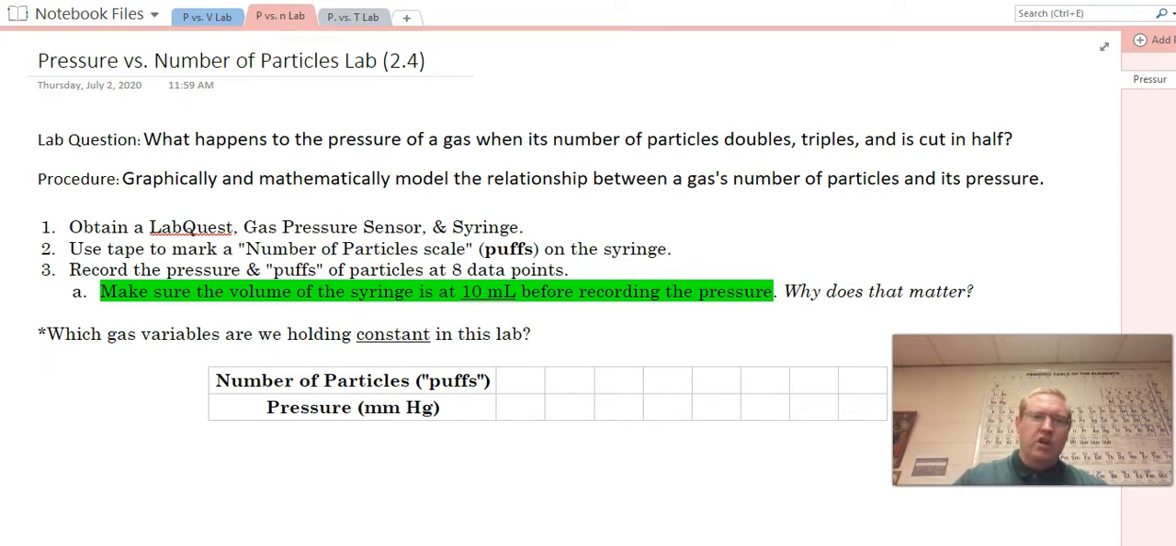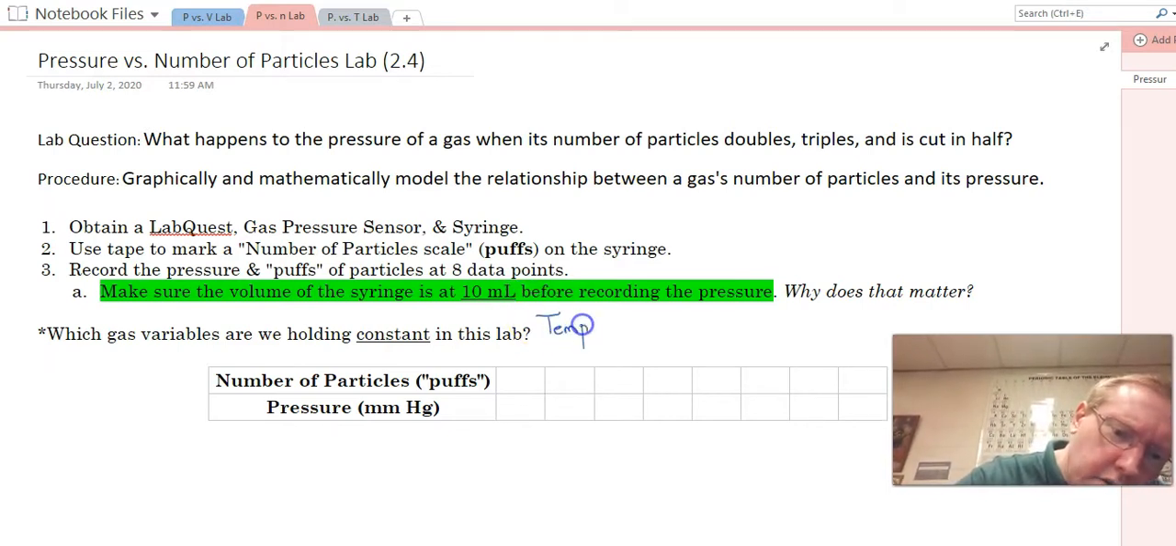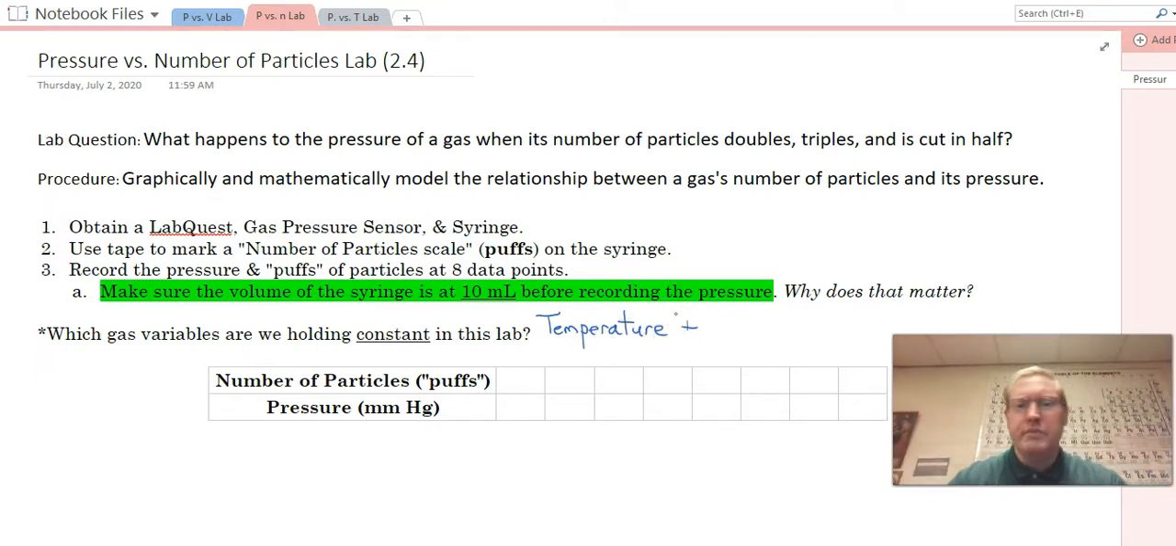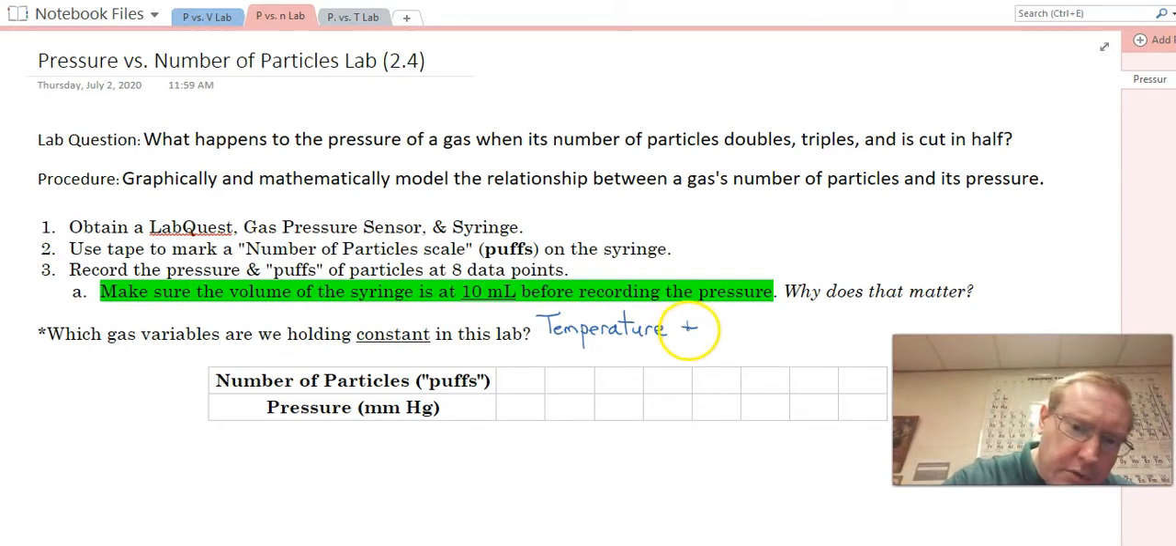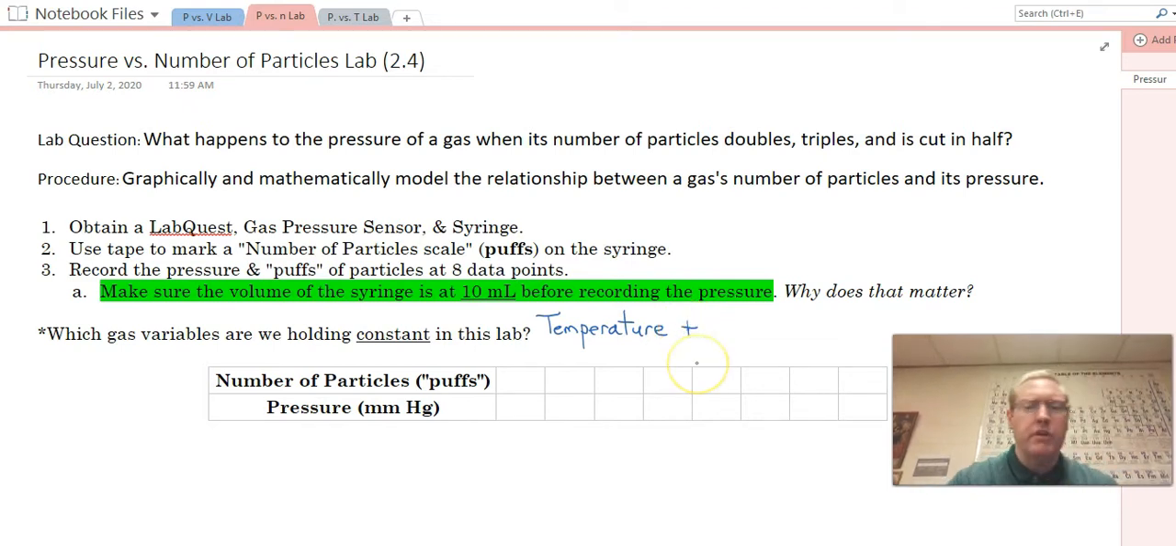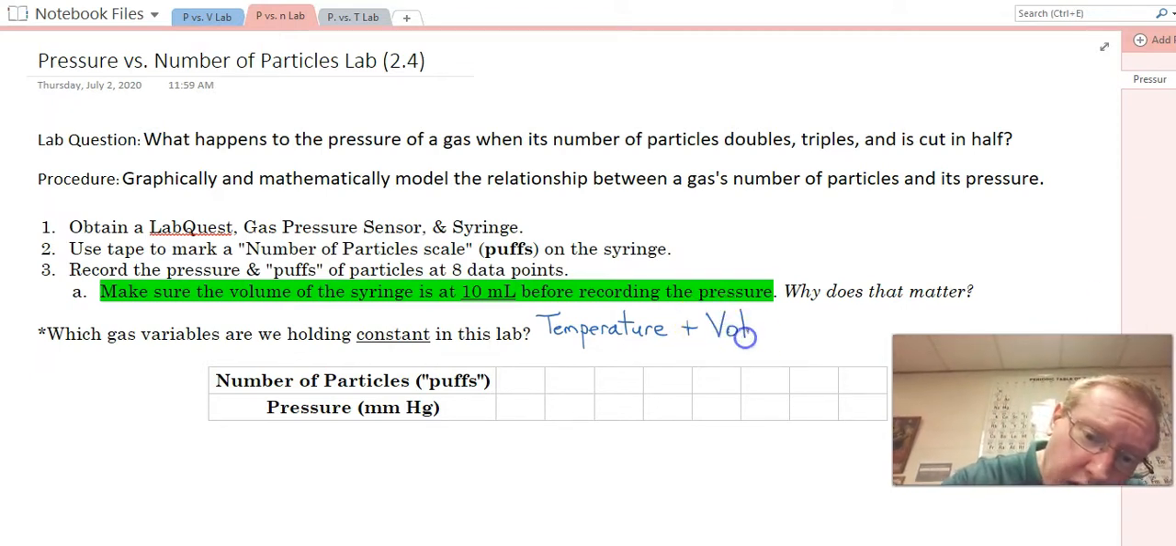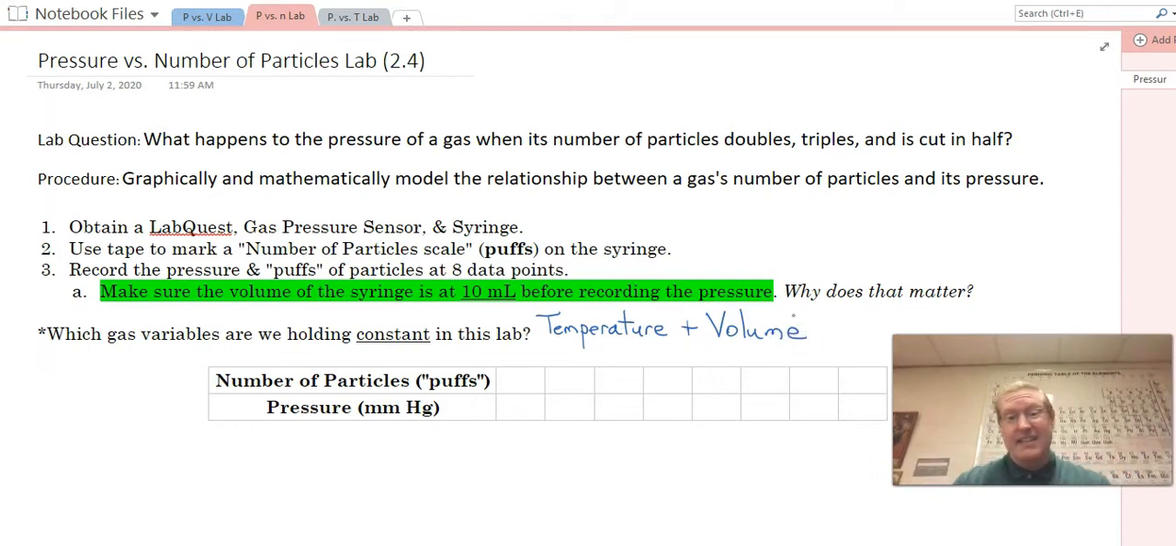this lab. Just like last time, I want to make sure that temperature is held constant. That won't be a big deal. It's just room temperature in the lab right now, and I don't expect it's going to change much over the couple minutes it takes me to get my data, so I'm not worried about temperature. But the other thing I do have to worry about, if I'm changing number of particles and I'm changing pressure, then I better make sure my volume stays the same. I need to keep volume constant.